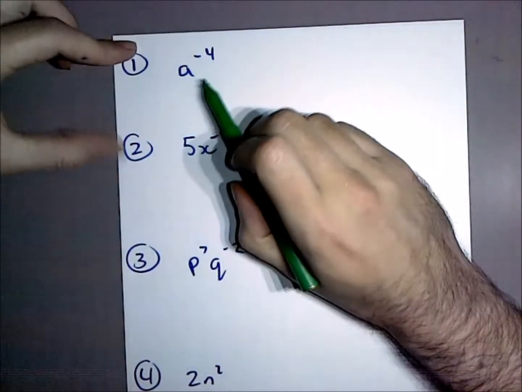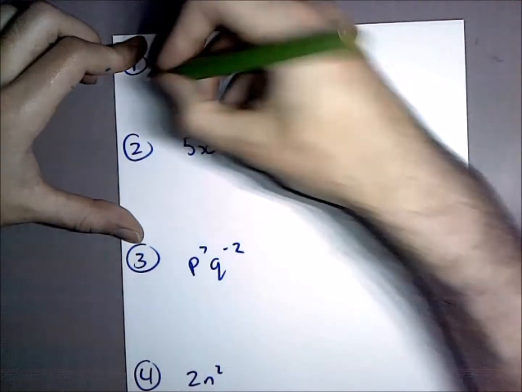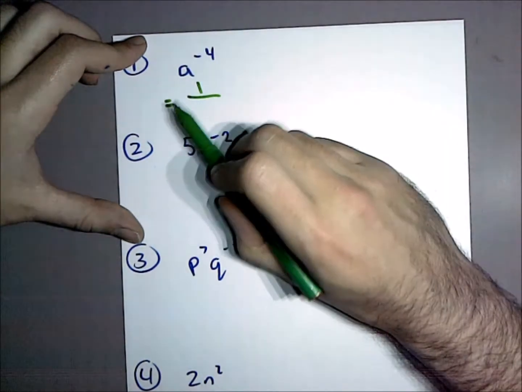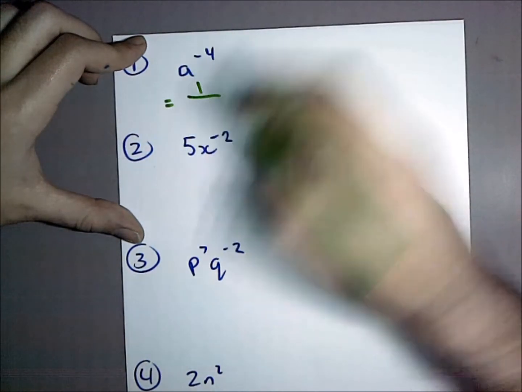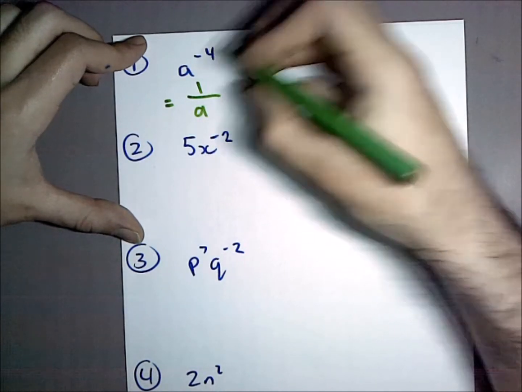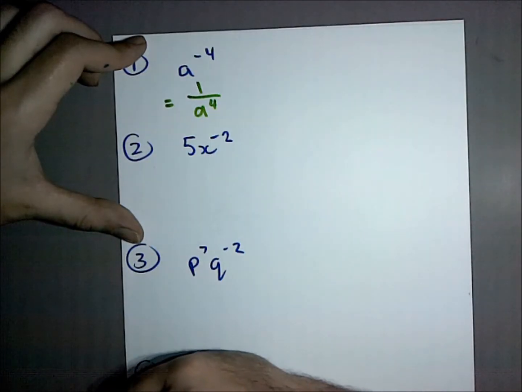So the first one, we've got a to the power of negative 4. So we're going to need to rewrite this as a fraction. So it's going to be 1 on top because that's all you're going to have left on top. And this a to the negative 4 is going to come to the bottom. So I've still got a base of a, but instead of a power of negative 4, my power is now just 4. And you can't do anything more to simplify that.